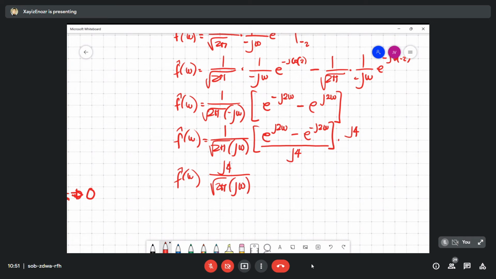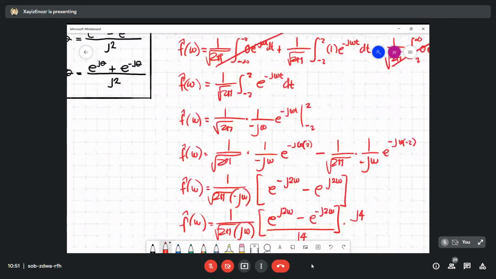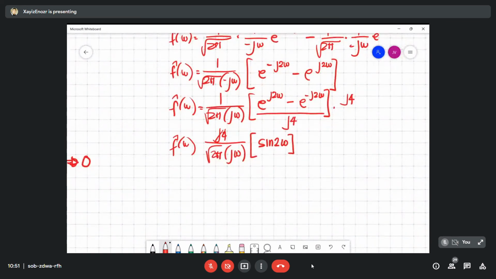Eto, okay, pwede natin to i-simplify as sin 2 omega. Kasi, ba't sin 2 omega? Kasi, iba dito, sin theta. So, yung omega natin is considered as theta. So, ibig sabihin, double yung j mo dito, may double din yung angle mo doon. So, we have here sin 2 omega. Then, simplify natin to. Pwede natin to i-cancel out si j. So, we have 4 over square root of 2 pi times omega multiplied by sin 2 omega.